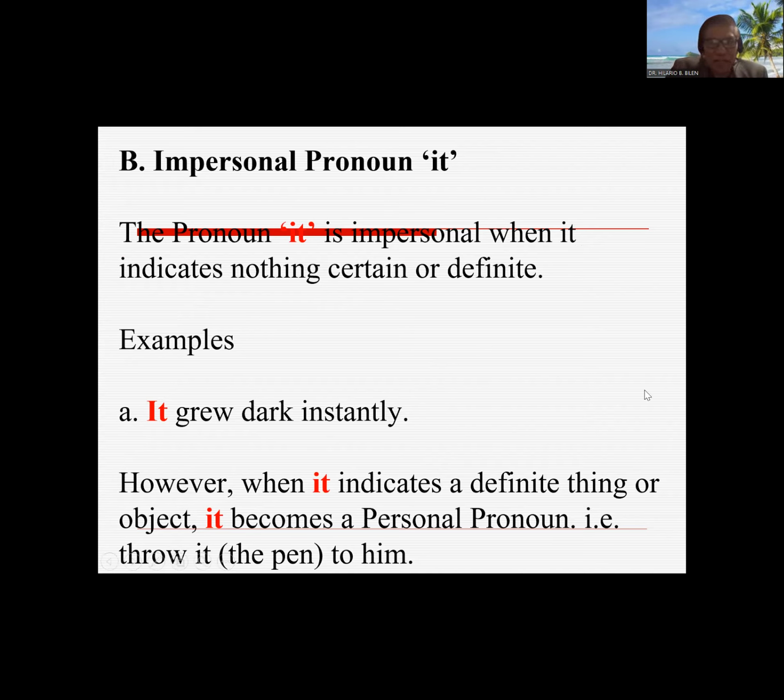The pronoun it is impersonal when it indicates nothing certain or definite. We have the example. It grew dark instantly. However, when it indicates a definite thing or object, it becomes a personal pronoun. For example, throw it to him. For example, you're holding a pen, throw it to him. So it will become a personal pronoun.